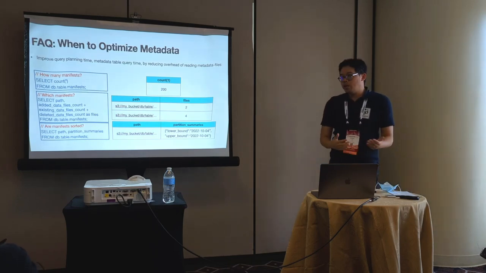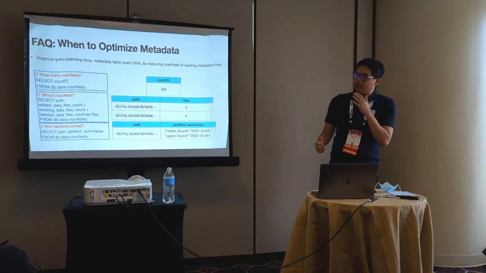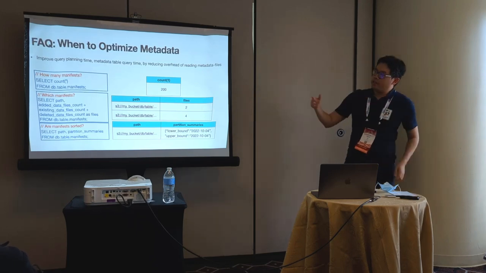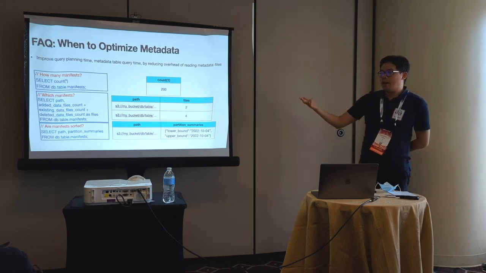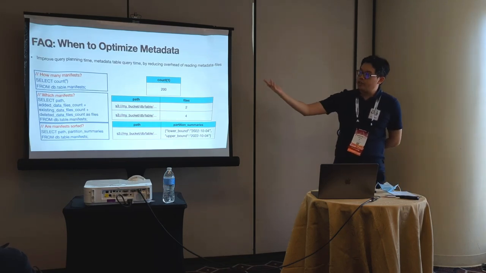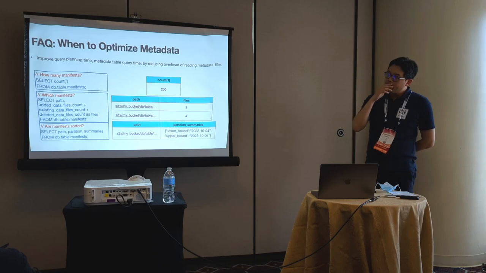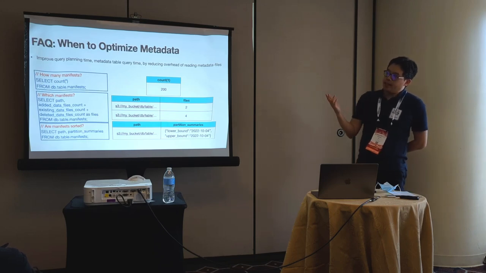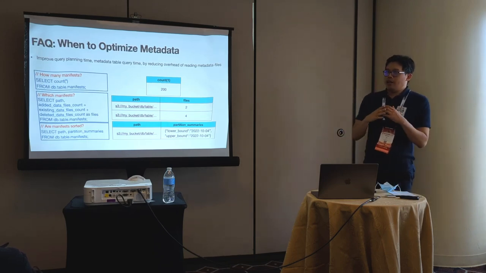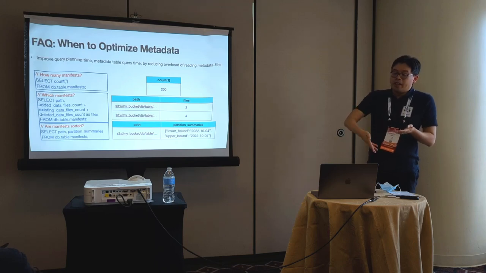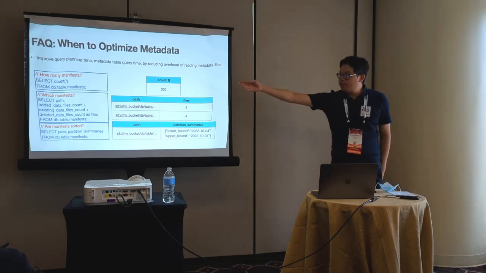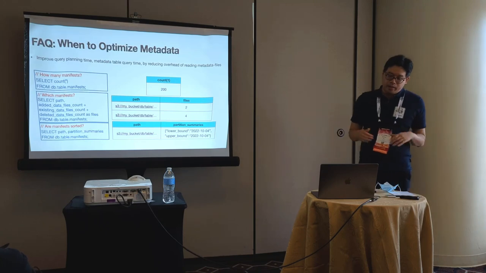So the meta questions I like to ask for how to do this: first, how many metadata files do you have? I just do a count from the manifest table. Typically a rule of thumb is that this number should be less than the number of partitions. It depends on the table, but typically one manifest can support files of many partitions. So that number is probably the most useful.